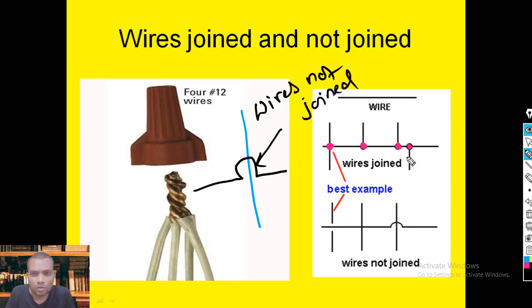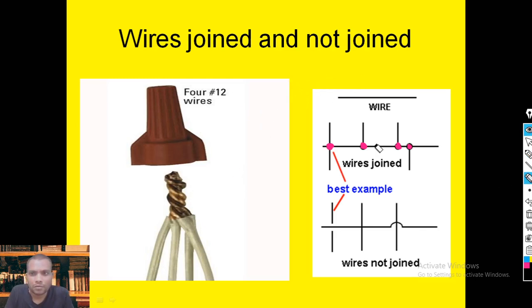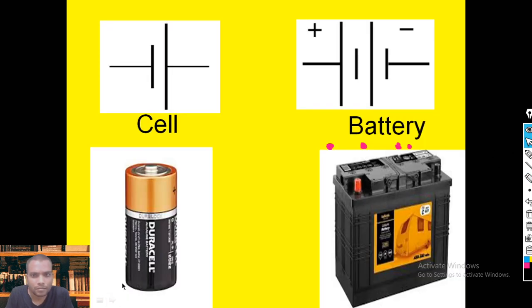So if wires are joined, we can represent a big dot between the two junctions. That is the symbol for wires that are joined. If wires are not joined, we just cross the wire with a bump. So while you are drawing circuit diagrams, be careful about how the wires are joined and how they are not joined.